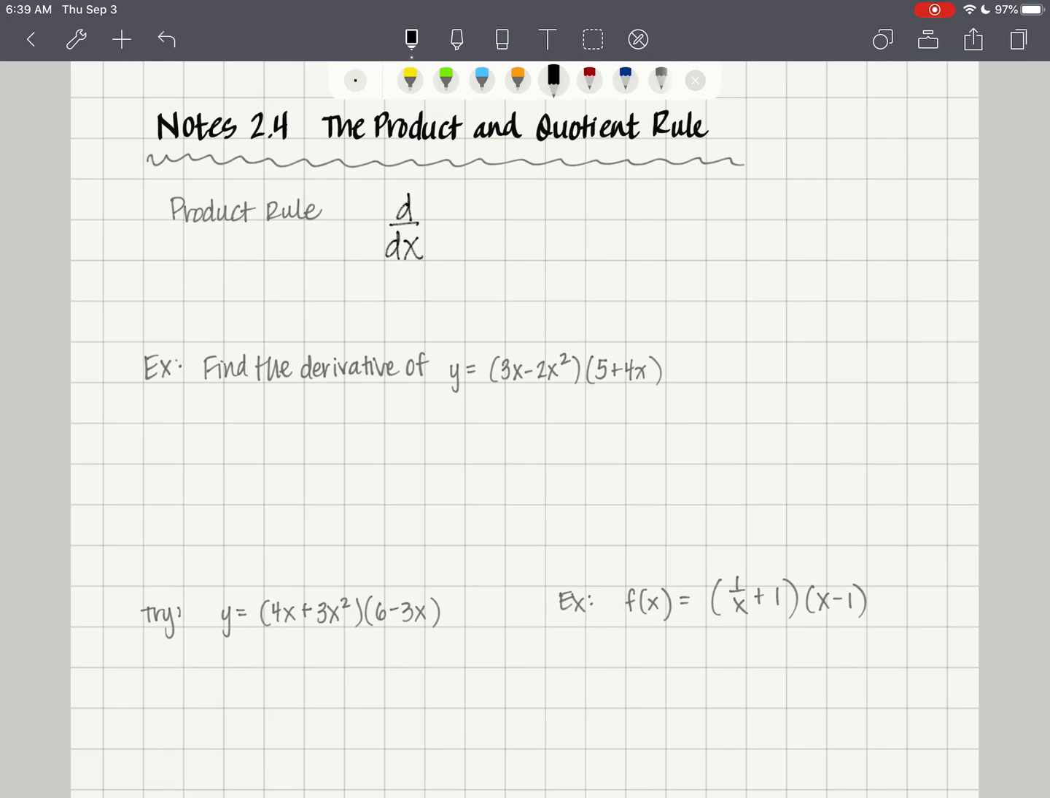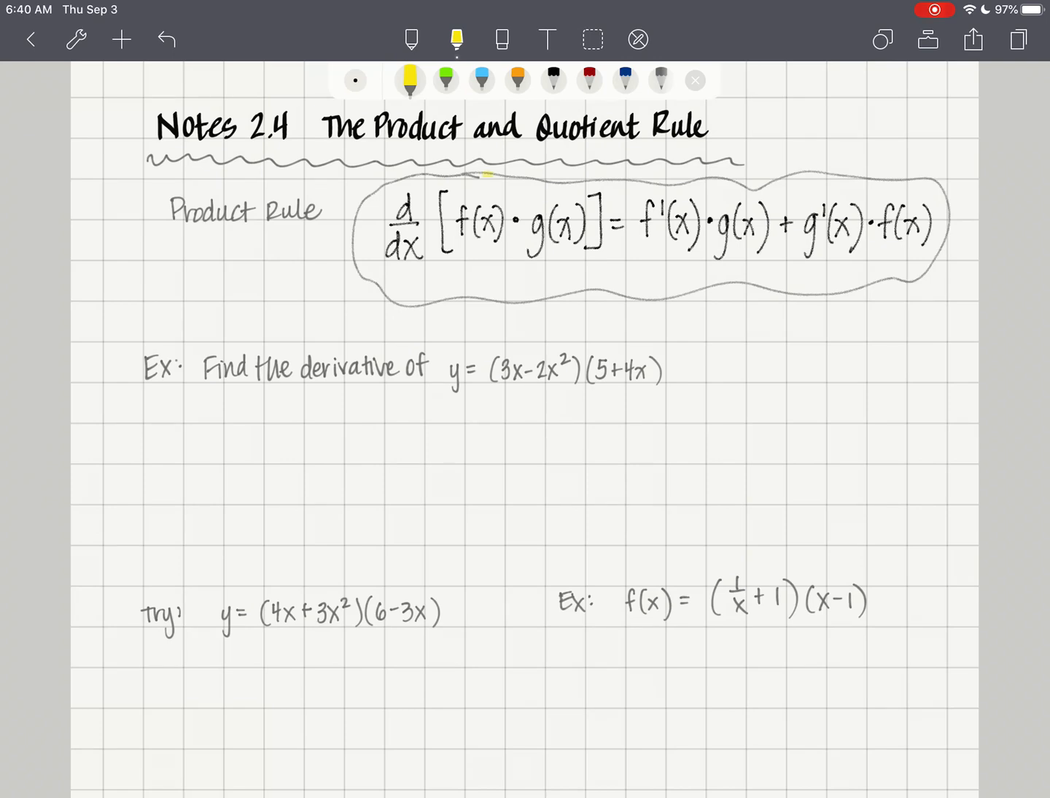Here's our rule. If I take a polynomial or some algebraic expression, some function, times another function, the rule says the derivative of the first times the second plus the derivative of the second times the first. And I'm going to use that language quite a bit.